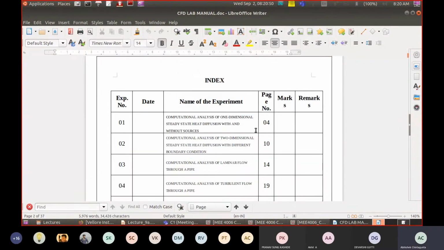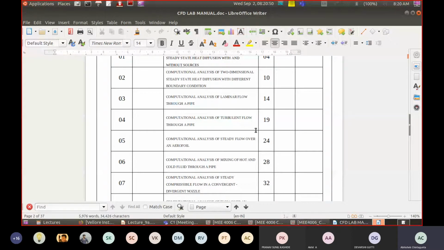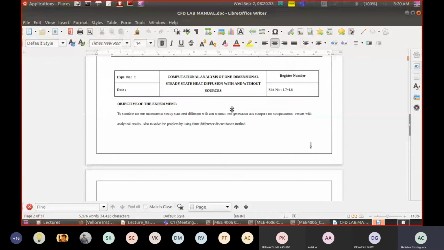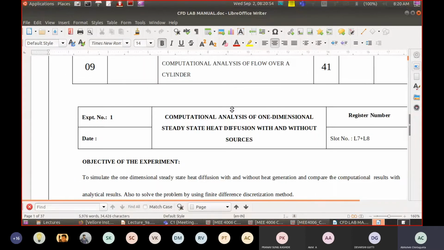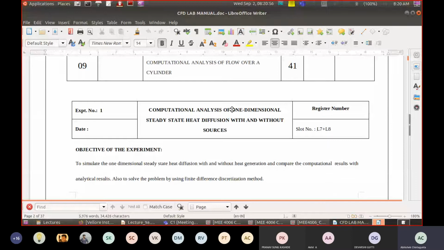So first experiment, you have to write the objective of the experiment, right? You want to solve the heat transfer in a metal bar with two different types of boundary conditions. The governing equation that you're going to use is one-dimensional steady-state heat diffusion. So you give a problem description, that is, you talk about the geometry, the boundary conditions, etc.